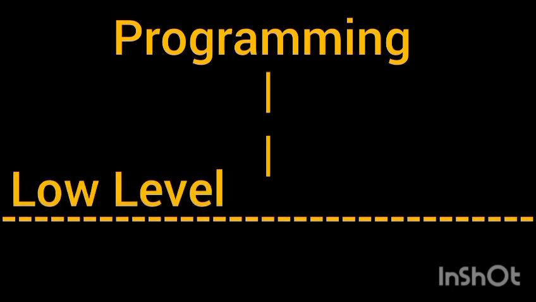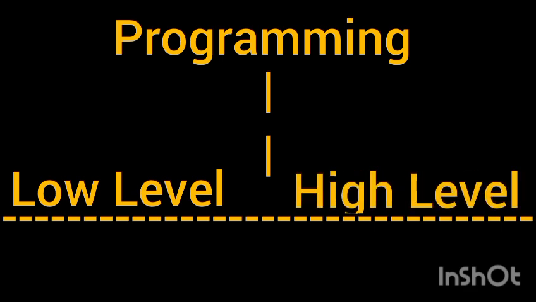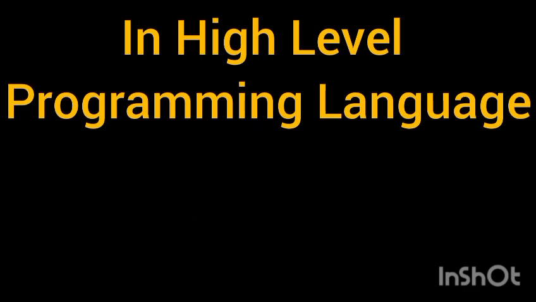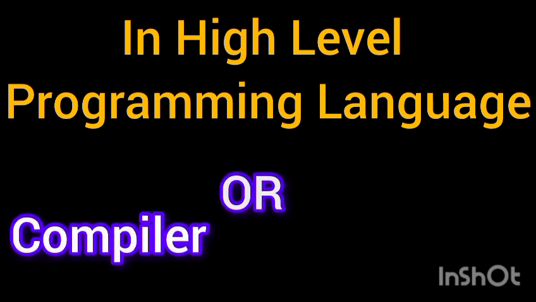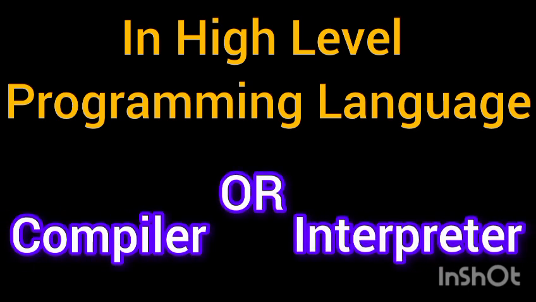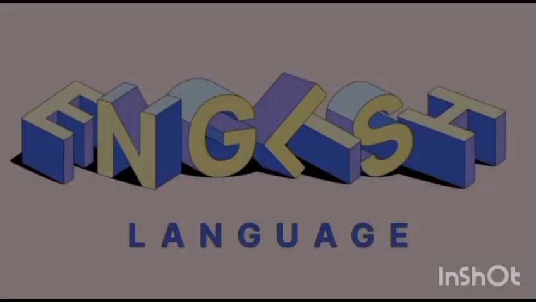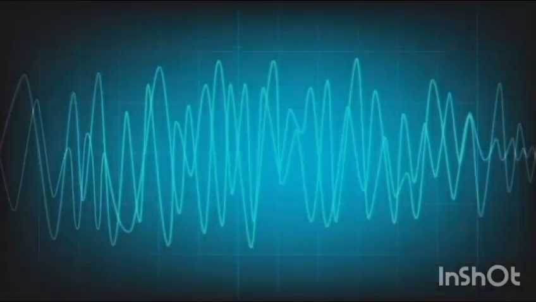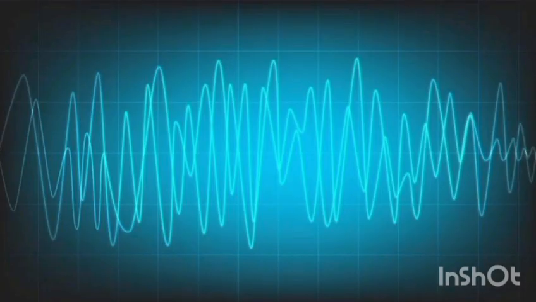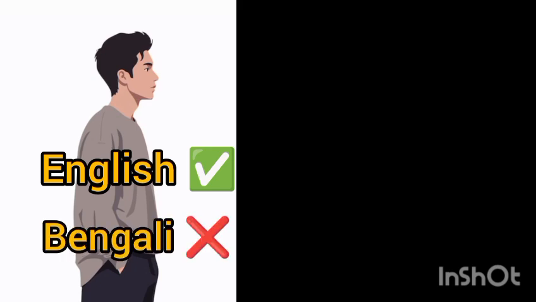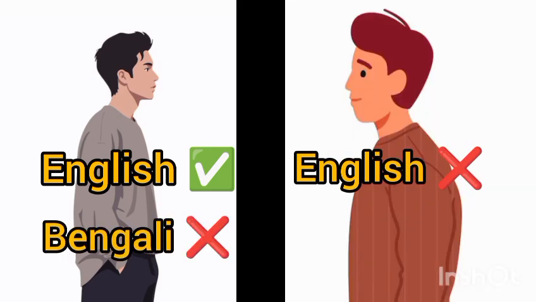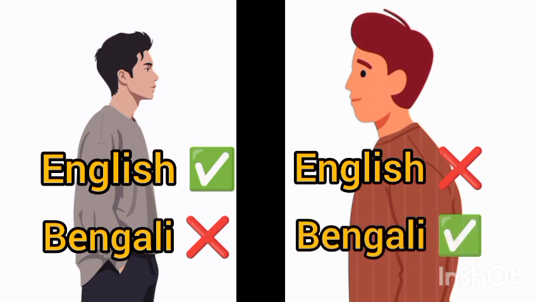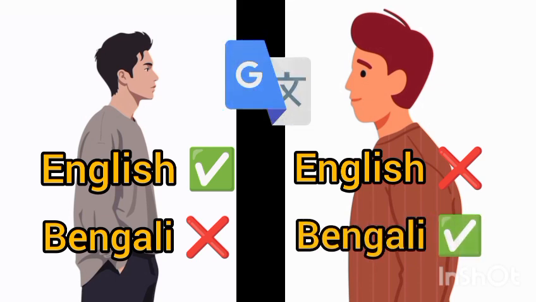Now, programming is divided into two parts. First is low level and the second one is high level. In high level programming language, a compiler and interpreter is needed because high level programming language we write in our English language, so it needs to be converted into signals to be understood by the computer, such as Google Translator works. When you know English but not Bengali, and the person in front of you does not know English but knows Bengali, in that case we use Google Translator.